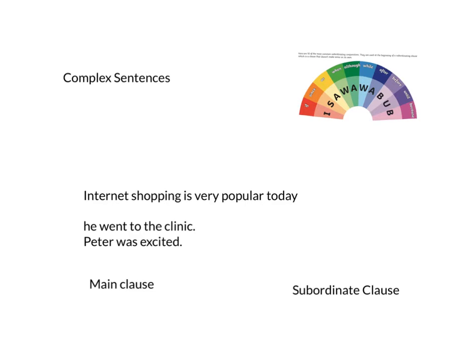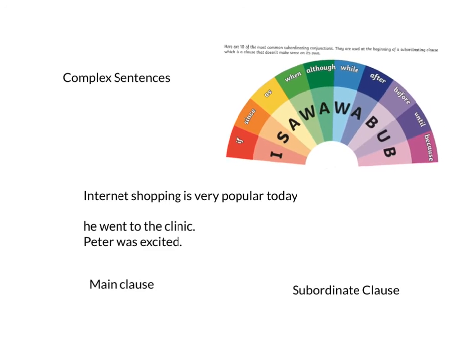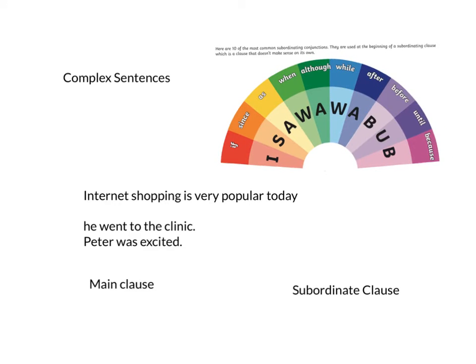Okay. When it comes to subordinate clauses, I want to have a look at this guy right here. A subordinate clause usually contains one of these words: if, since, as, when, although, while, after, before, until, and because. And the acronym there, or the mnemonic, is I saw a wabub. I love using this one. It gives you a real handy hint to make your sentences complex.